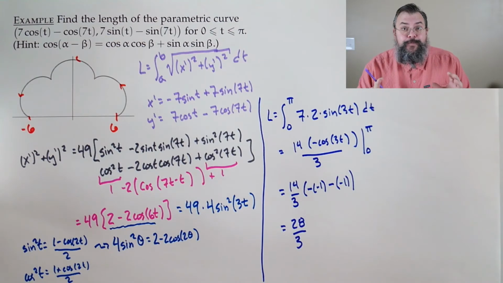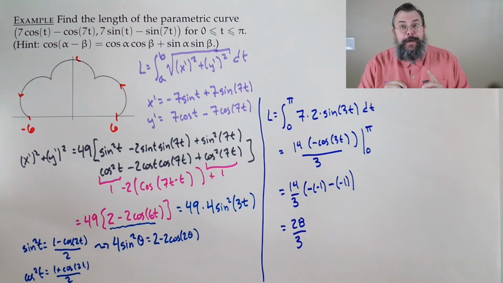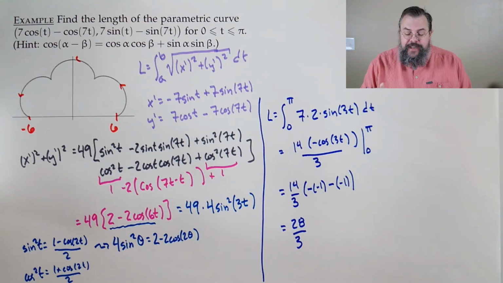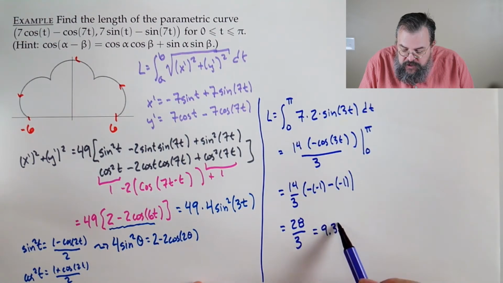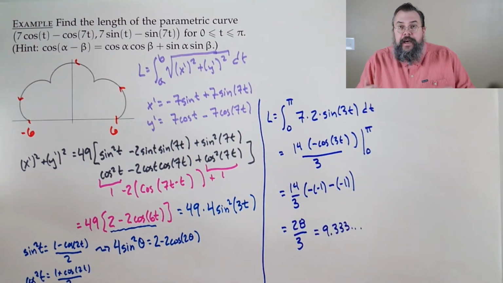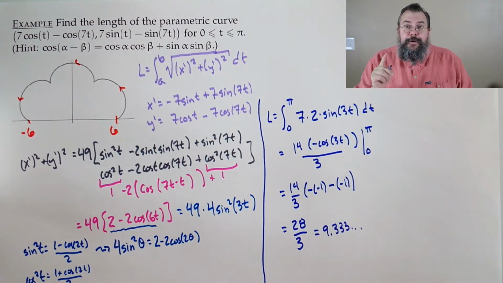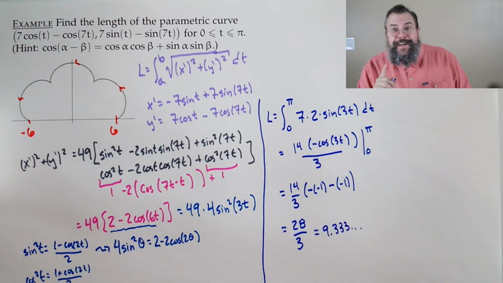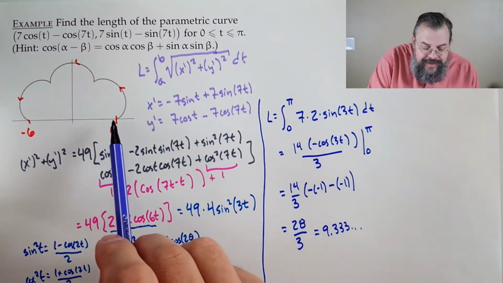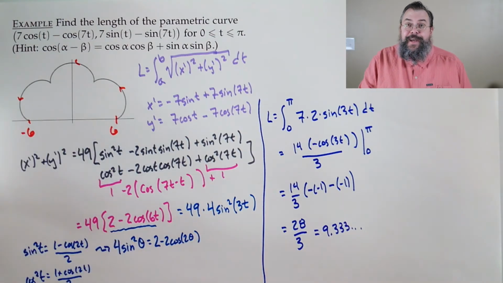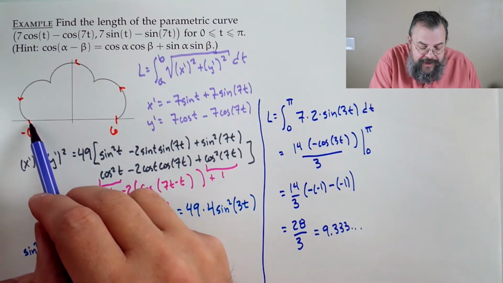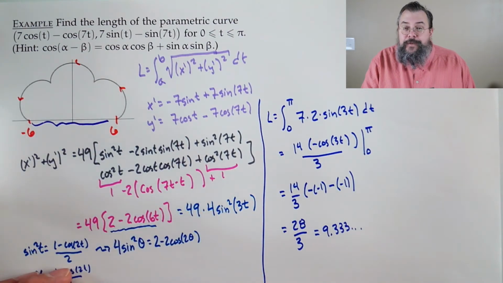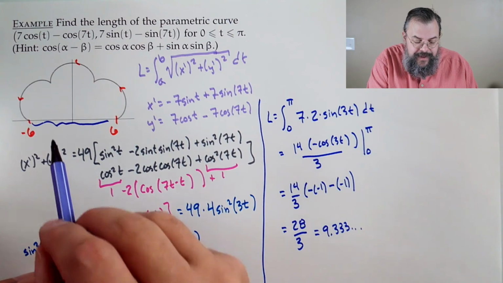Now, let's think about this answer. This is kind of interesting here. 28 thirds. If you take 28 thirds, that's equal to 9.333. And you're like, okay, all right, cool, whatever. Hold on. Let's look at our curve. We started here at 6, and we went over there to negative 6, and we moved around here. How far apart is it between negative 6 and positive 6?